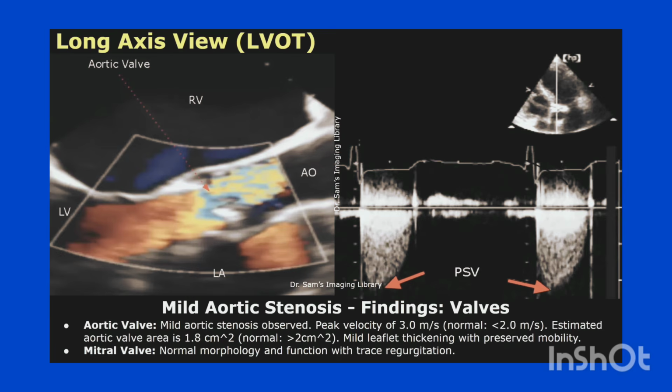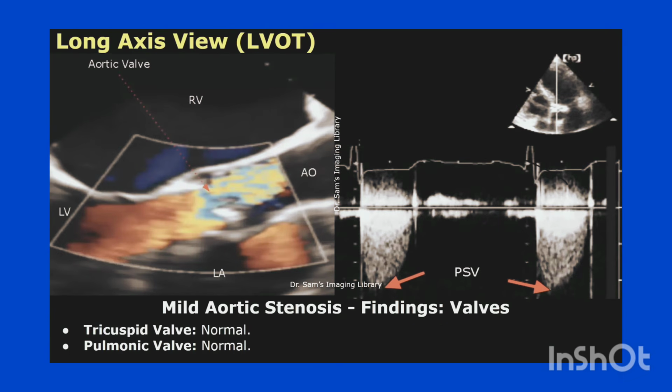Estimated aortic valve area is 1.8 centimeters square. The normal value should be more than 2 centimeters squared. Mild leaflet thickening with preserved mobility. The mitral valve has normal morphology and function with trace regurgitation. The tricuspid and pulmonic valves were normal.